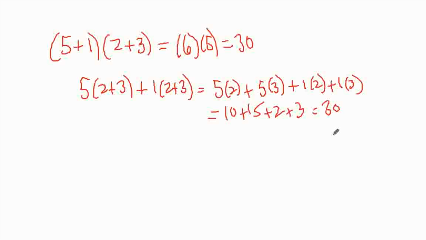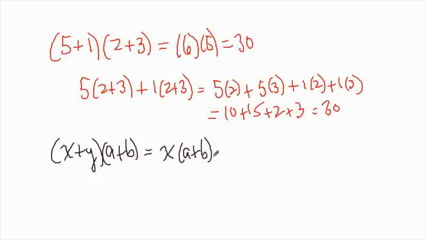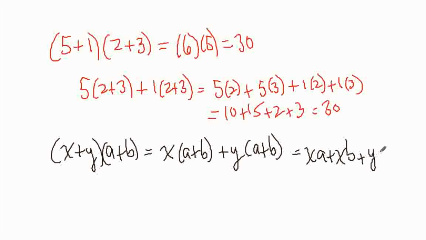So let that be your guide. You can have 3, 4, 5, 6 parentheses all multiplied together, and you can break it up into lots of simpler distributions. Let me do an example with variables. (x plus y) times (a plus b). I take the x and multiply that by the (a plus b) blob, and I take the y and multiply that by the (a plus b) blob. Explode all that out: xa plus xb plus ya plus yb. This will always steer you right.